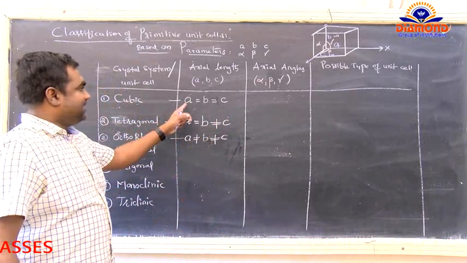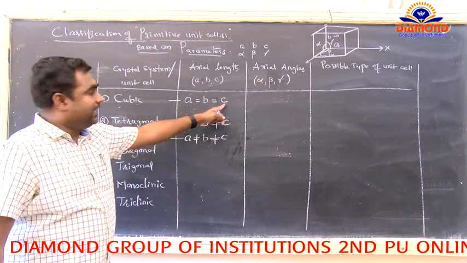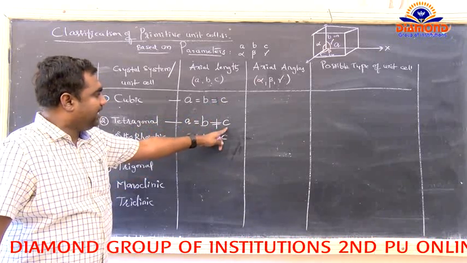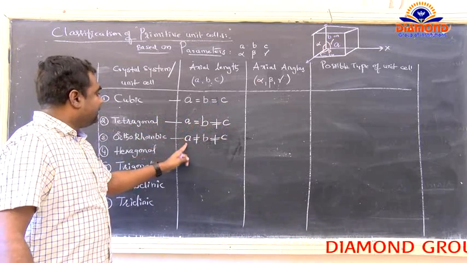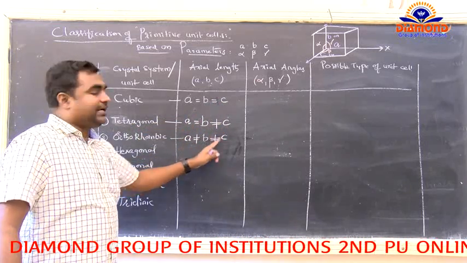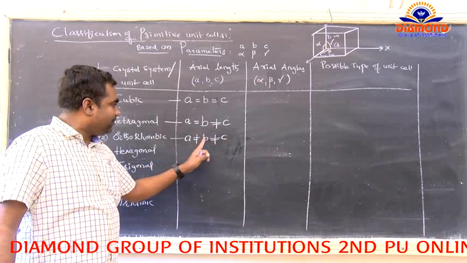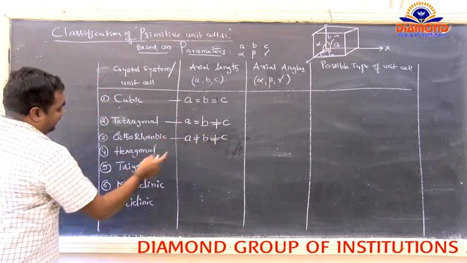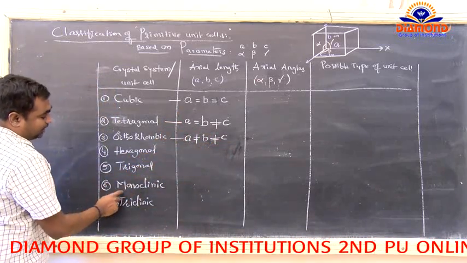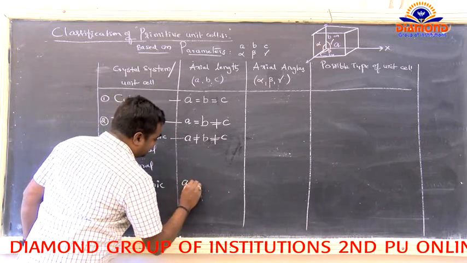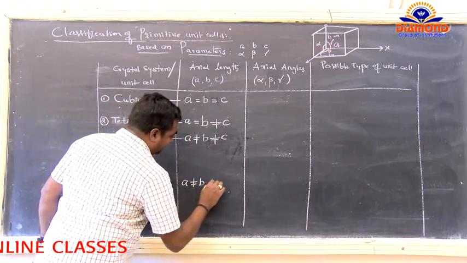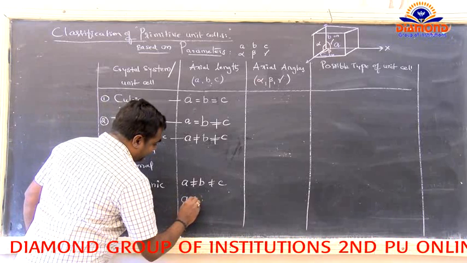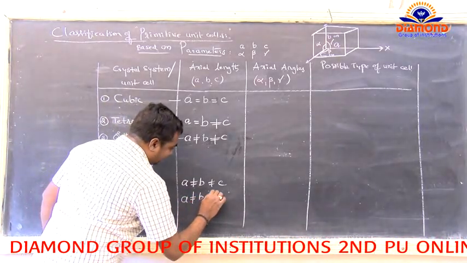So in the first case, all the lengths are equal. In the second case, only two lengths are equal: length is equal to breadth, but the height is different. In the third one, all the lengths are different. The length is different from the breadth, and the breadth is different from the height. So the three are over. Next come the last two. Here the monoclinic: a not equal to b and not equal to c. Here the triclinic, again the same thing: a not equal to b and not equal to c.